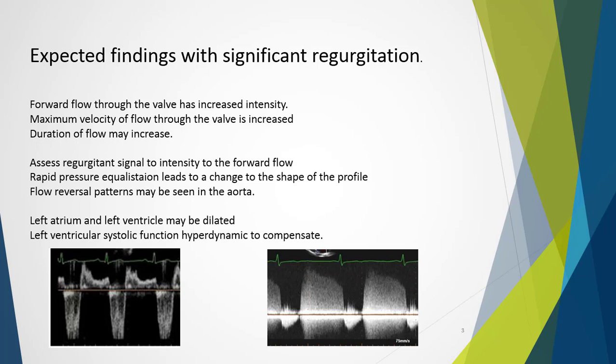Then we may consider the flow profile of the regurgitant jet. Is the signal of the regurgitant jet similar intensity to the forward flow? Is there a rapid pressure equalization and a change to the shape of the profile? Are there secondary flow reversal patterns seen in the aorta? Then there are also 2D findings, such as the left atrium and left ventricle being dilated. And is the left ventricular systolic function hyperdynamic to compensate for the additional volume that must be moved forward?